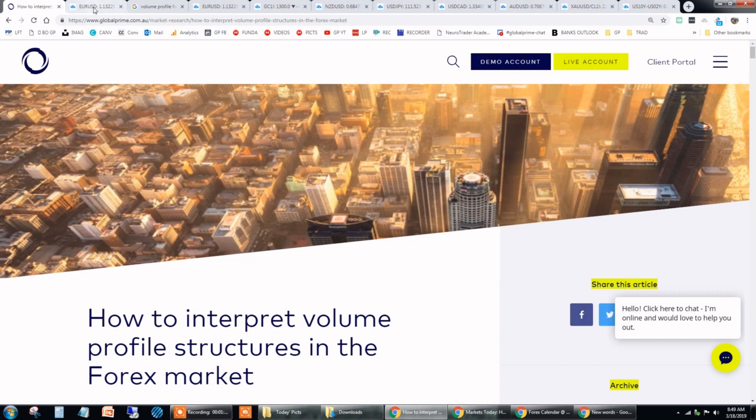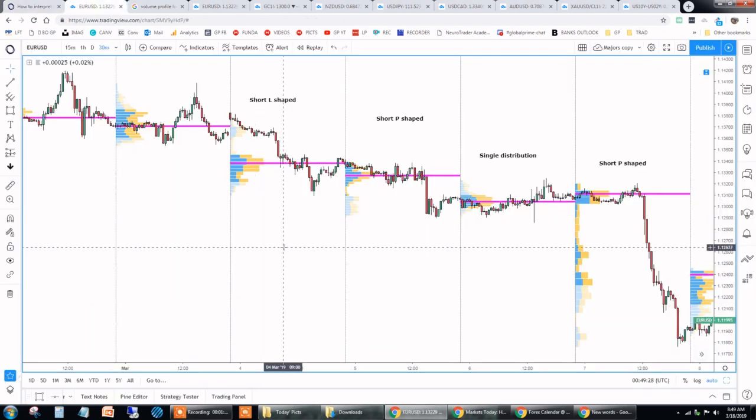Now, without further ado, let's look at today's practical example, which is going to be, as I said, focusing entirely on volume profile.